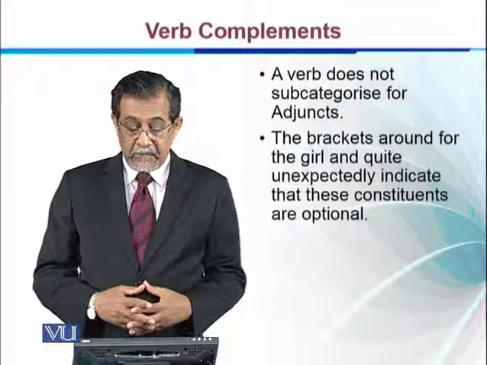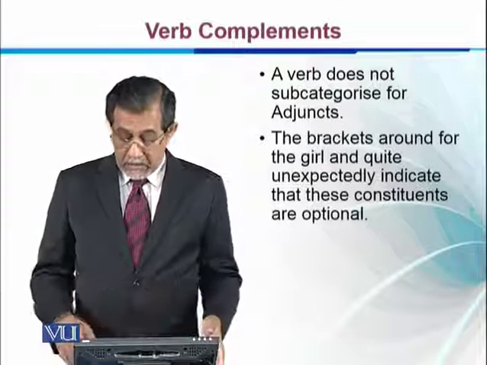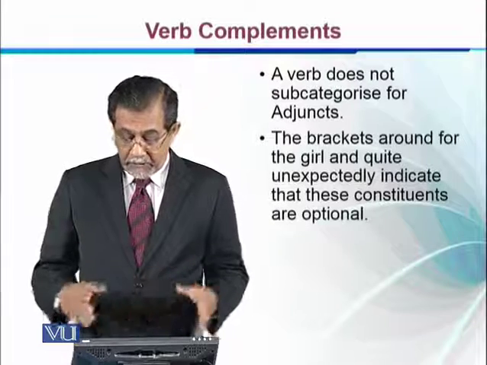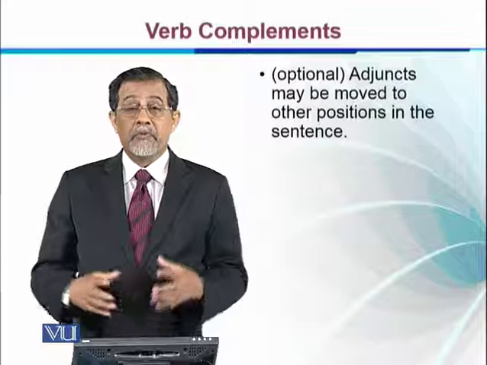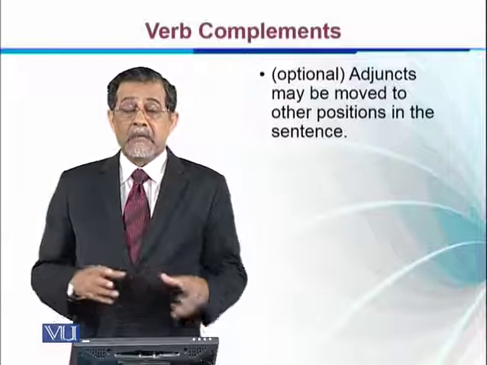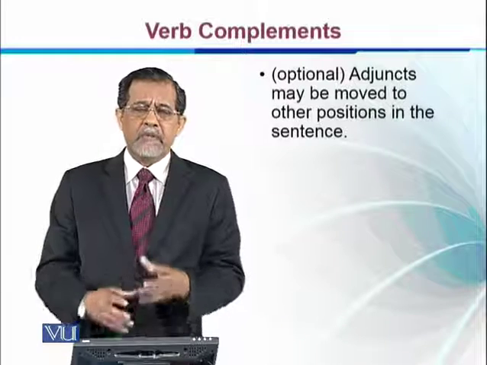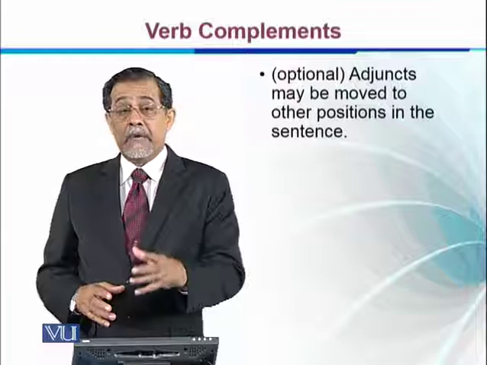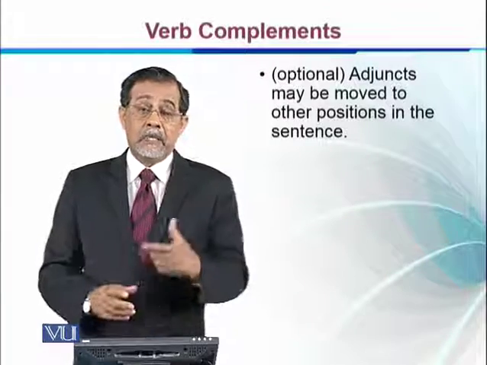The brackets around for the girl and quite unexpectedly indicate that these are not obligatory constituents, they are optional constituents. So adjuncts may be moved to other positions. We can say that an adjunct can be brought to the initial position, the medial position, or the end position, whereas a complement of the verb must stay in its place.